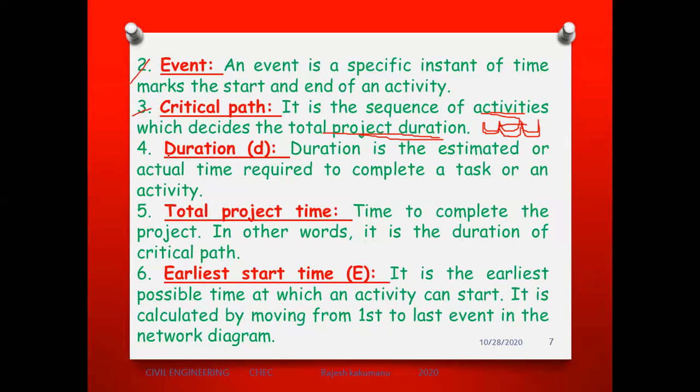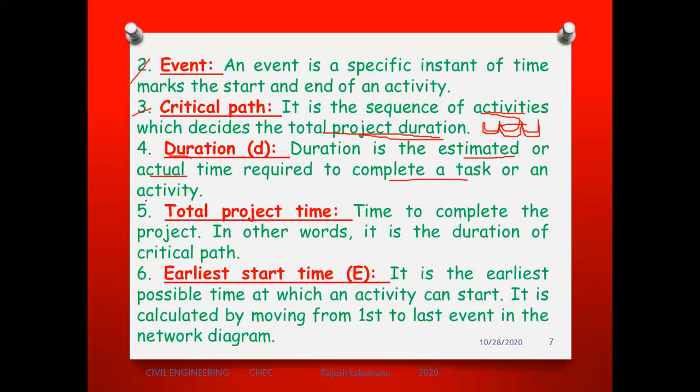Next, duration D. Duration means the estimated or actual time required to complete the task. Duration means it is the time taken, the time estimation that is required to complete a task or an activity. The duration required to do a job, we are calling it the estimated time or the actual time.